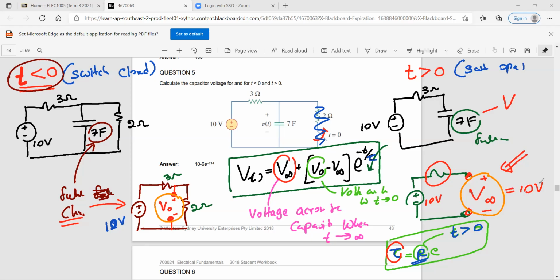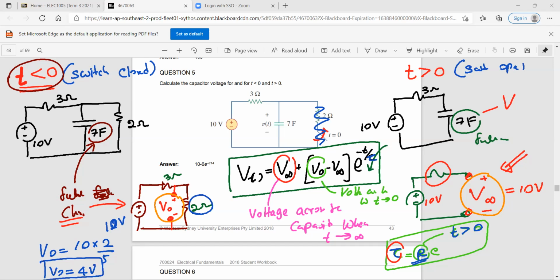Yep, that's clear. So if you look at this circuit, when the time goes to 0, what is your V naught here? You use the voltage division. V naught is the voltage across the 2, isn't it? Am I right? So that is 10 times 2 divided by 5, which is equal to 4. So V naught is 4, V infinity is 10.